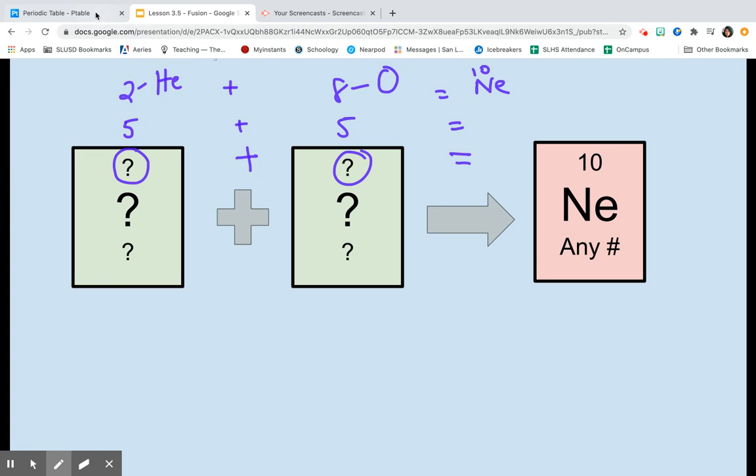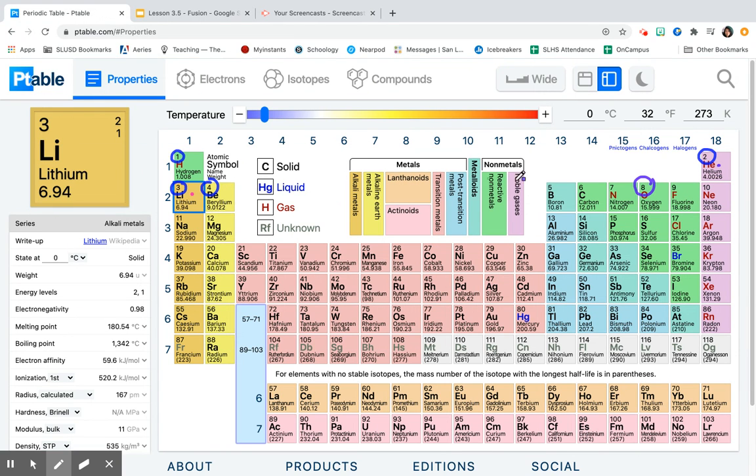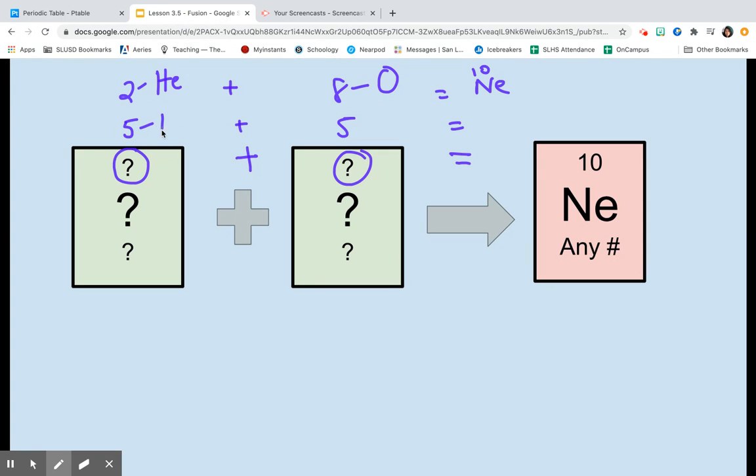5 plus 5, what's element number 5? 5 is boron, right? So the top number is 5. So boron plus boron will also give me neon.